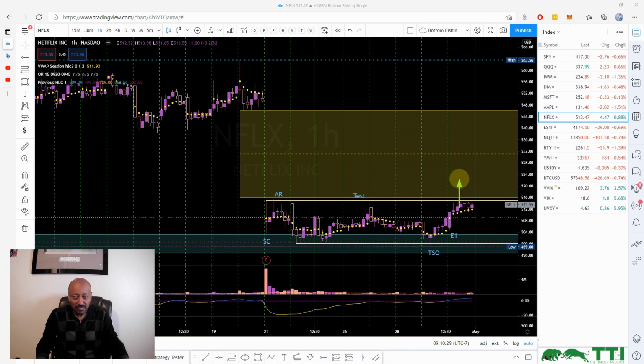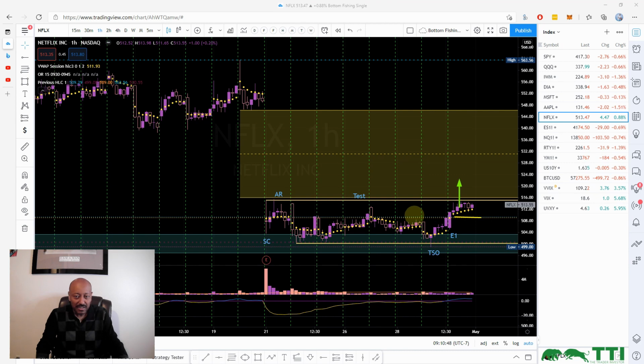So if price does this and we enter this as E2, definitely set the stop somewhere here, because then we are wrong. If price comes back here, we are wrong. So we have a tight stop.